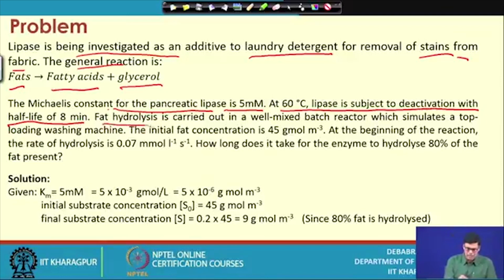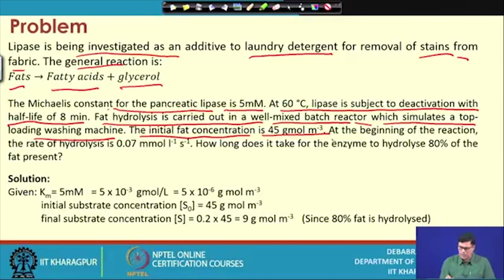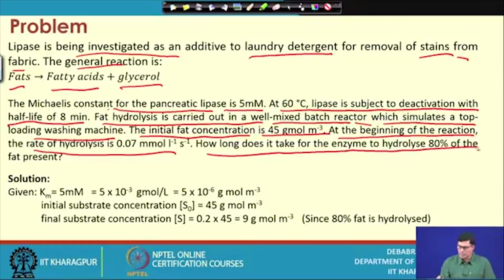The fat hydrolysis is carried out in a well-mixed batch reactor, which simulates a top-loading washing machine. The initial fat concentration is 45 gram moles per cubic meter. At the beginning of the reaction, the rate of hydrolysis is 0.07 millimoles per liter per second. How long does it take for the enzyme to hydrolyze 80% of the fat present?